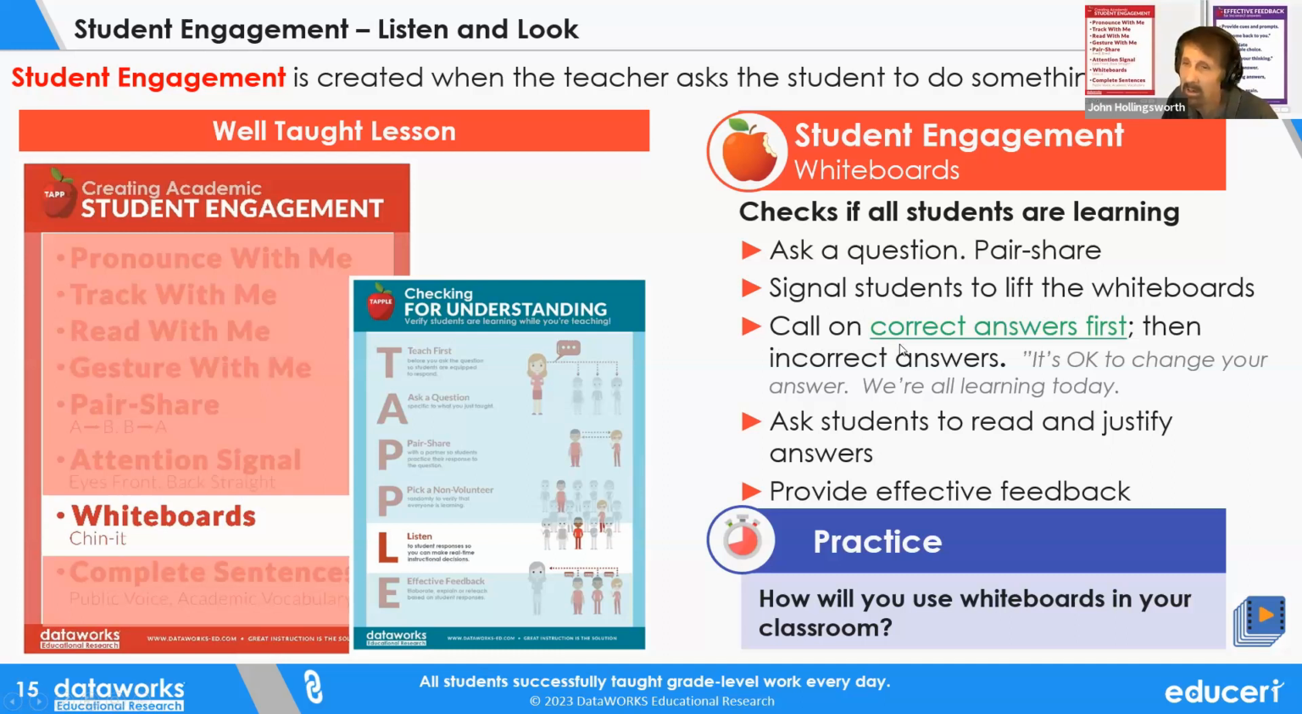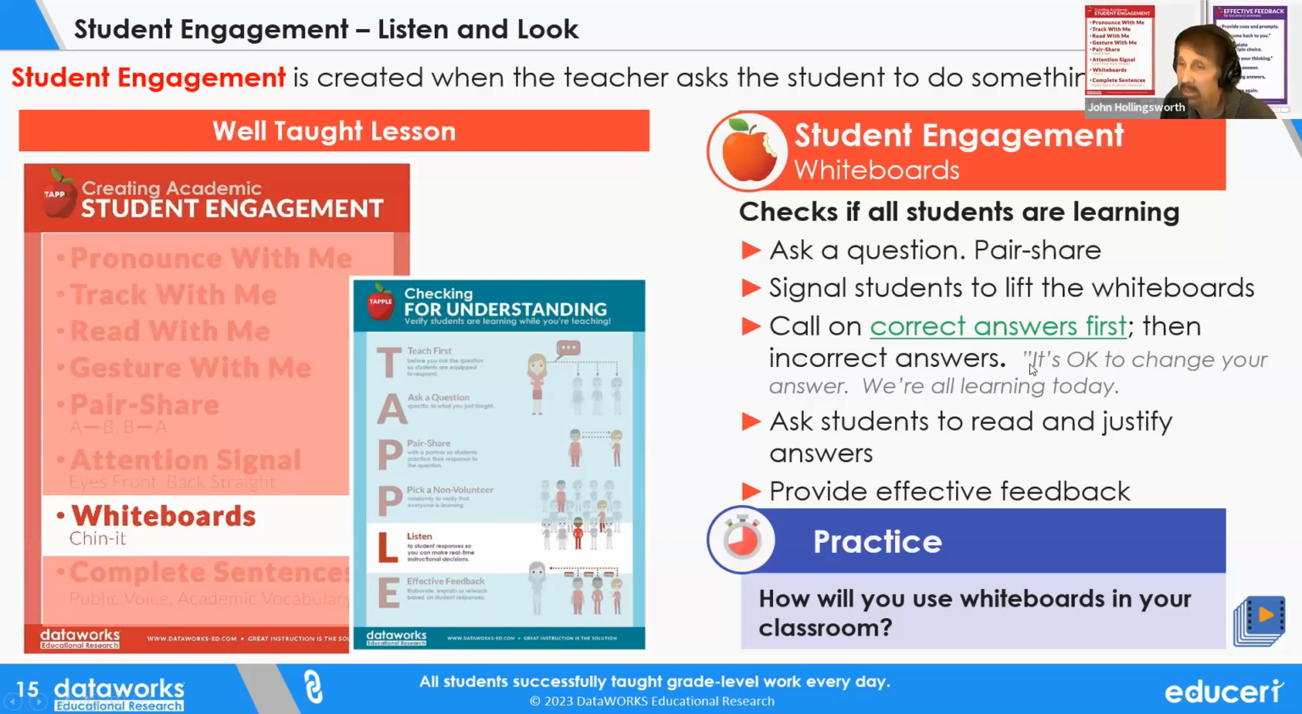Call on correct answers first, then incorrect answers. Okay, make absolutely sure you call the correct answers. If you use your sticks, you're going to do what I did one time. I called the only wrong answer in the entire class. And when a student gave the wrong answer, all the rest of the students started to question what they put down. What you want to do is have those correct answers come out. And then the other students who made a mistake have an aha moment while they're hearing the other students and they realize they made a mistake.